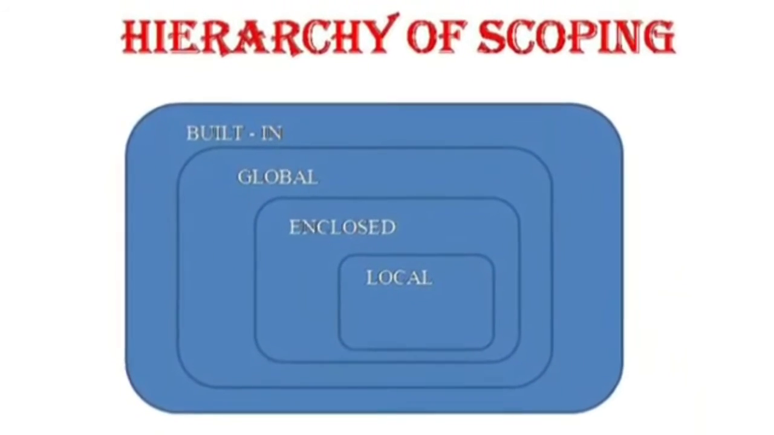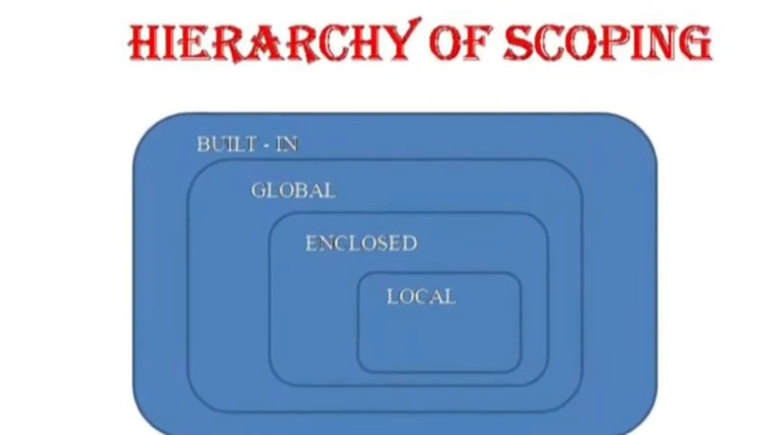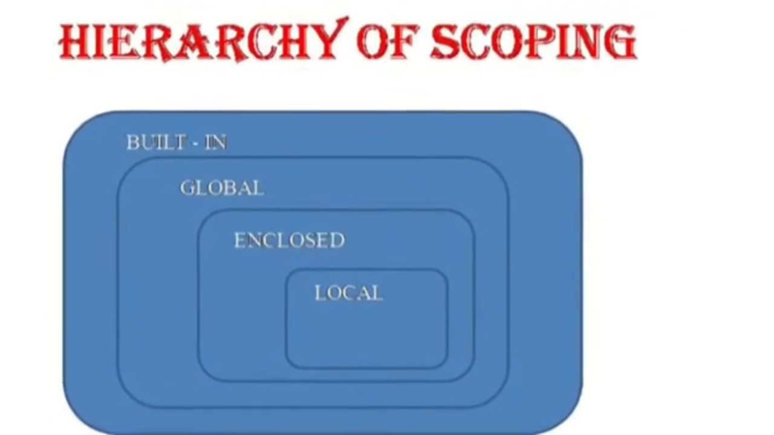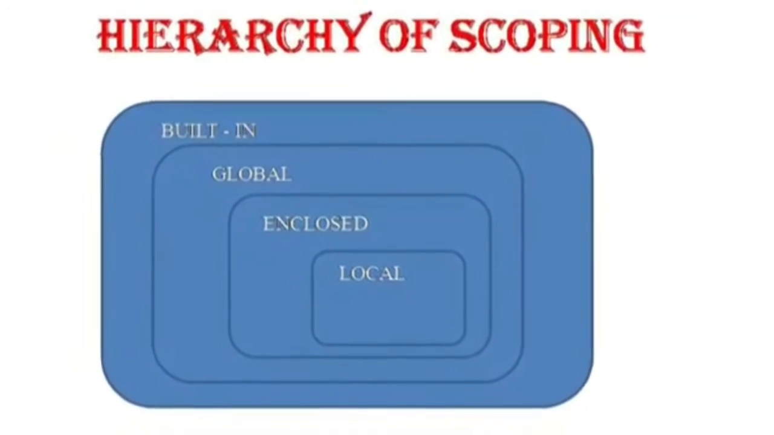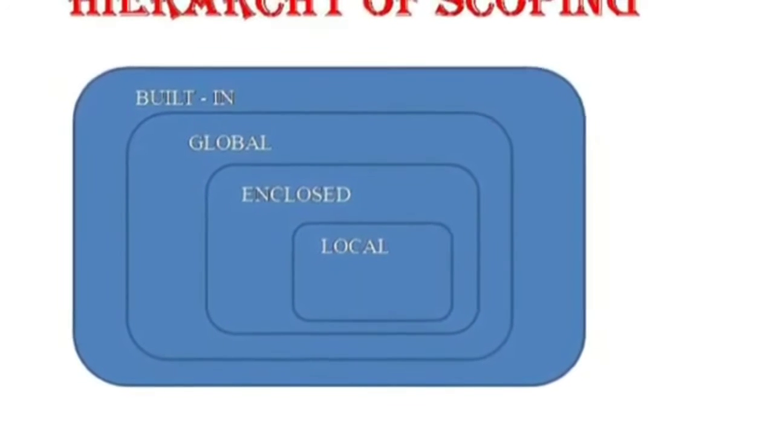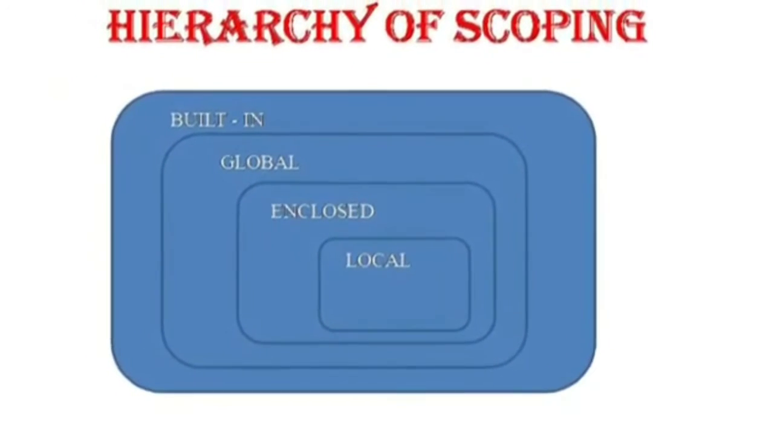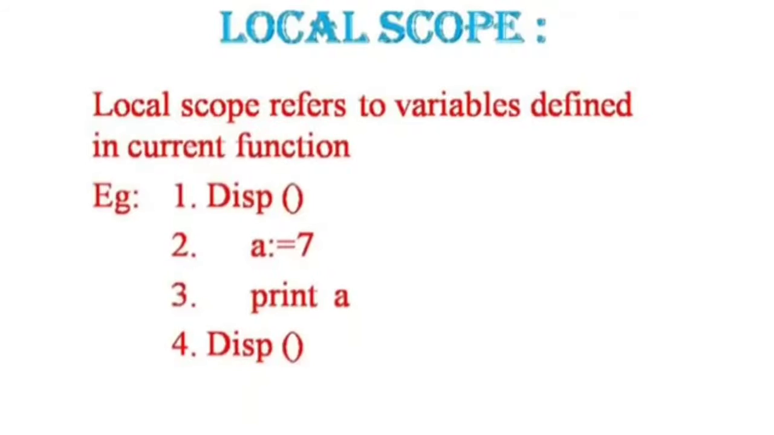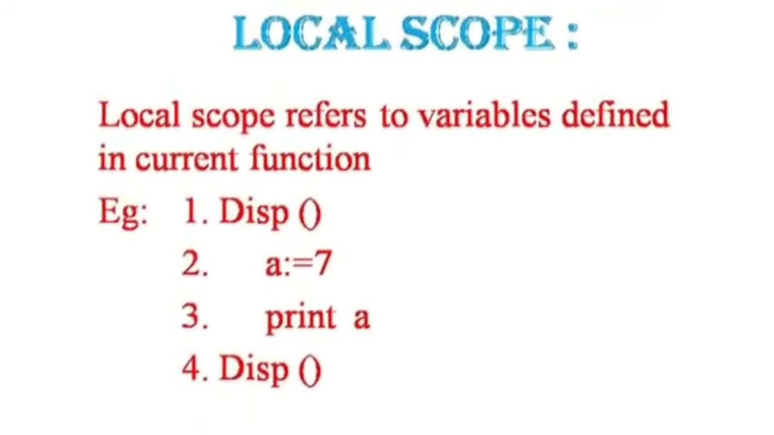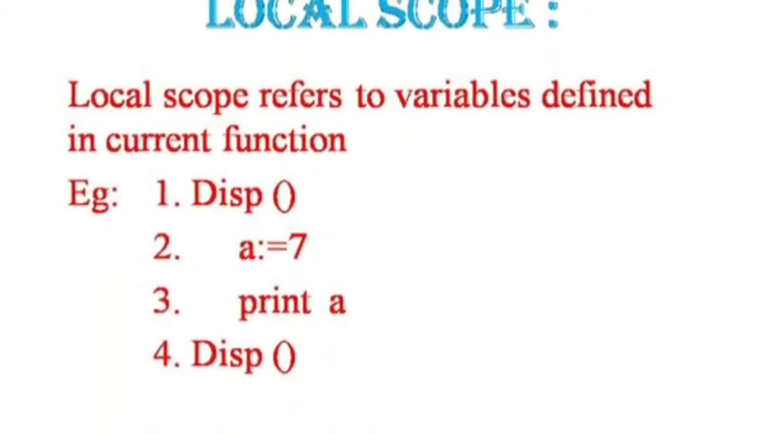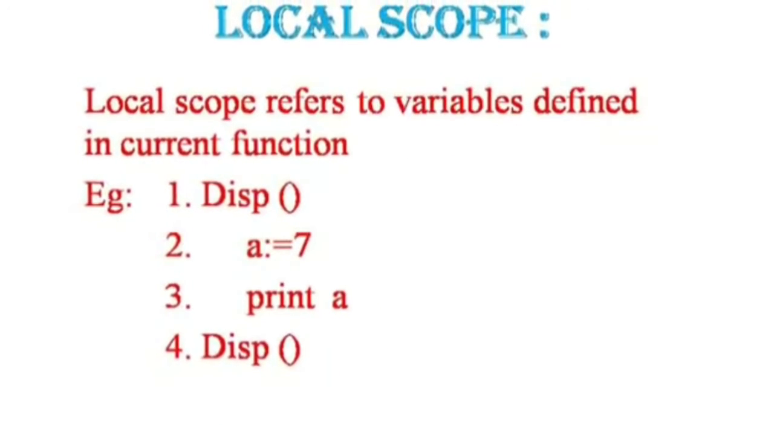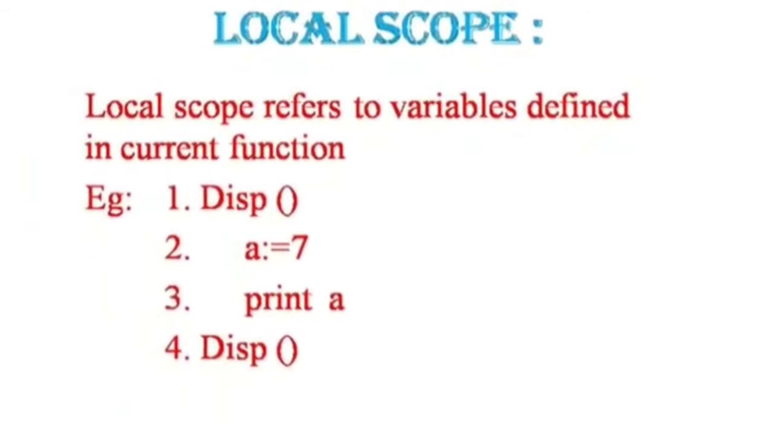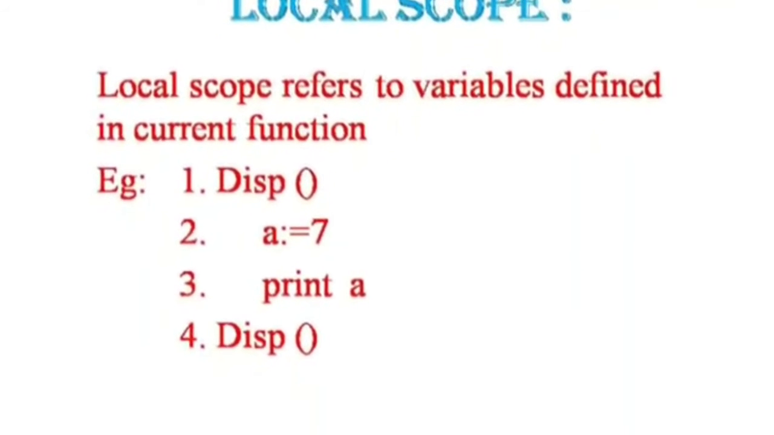Now we will see the hierarchy of scoping. Local scope is defined inside the function. Enclosed is defined inside the nested function. Global is defined at the uppermost level. Built-in is the reserved functions used. First one is the local scope. Local scope refers to variables defined in the current function. Whenever a variable is referenced, it will be checked in the local function. Then only the outer scope will be checked.